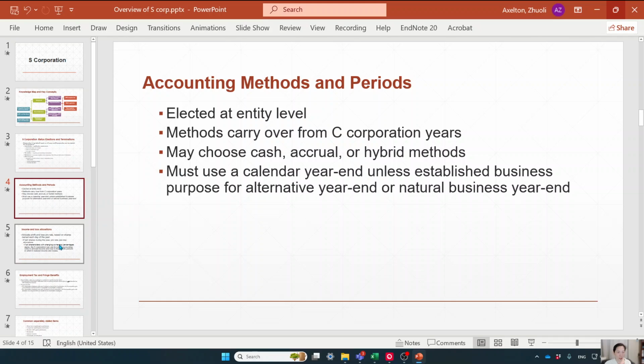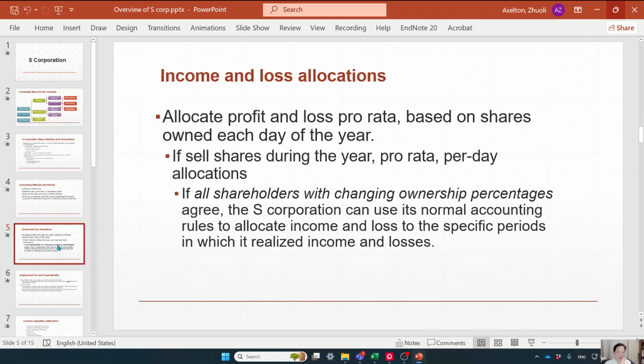If something happens at the entity level, income and loss allocations are done in a pro rata way, based on the shares owned each day of the year. So if the shares were sold during the year, a pro rata per day allocation will be applied. And so there are some special income and loss allocation rules applied if there's an ownership change during the year.